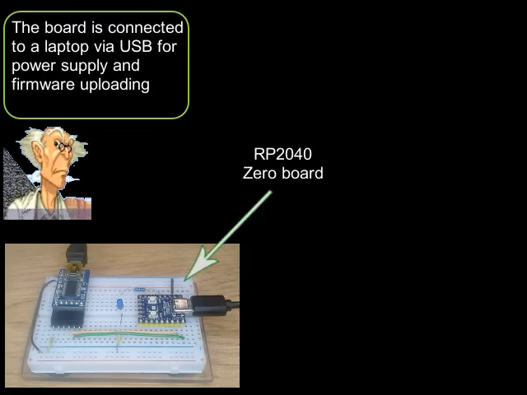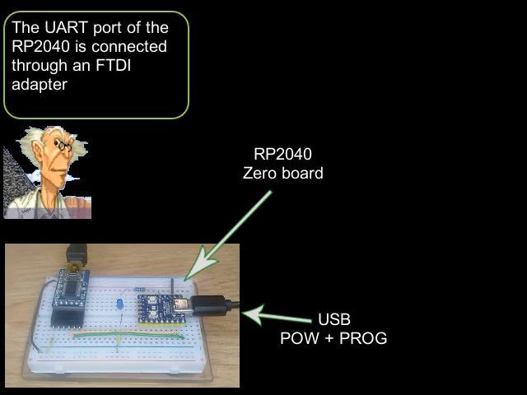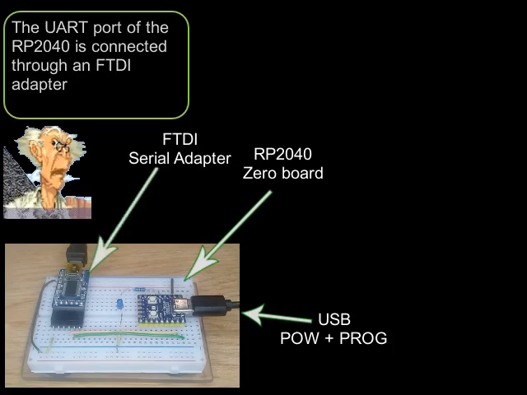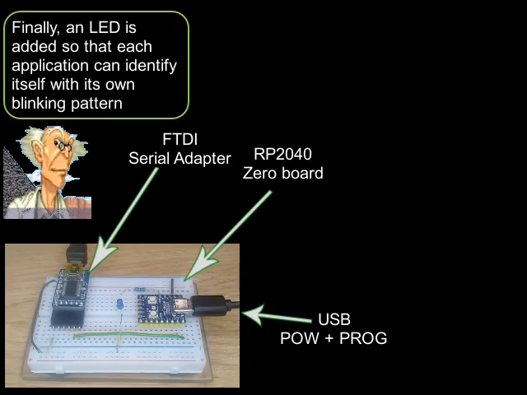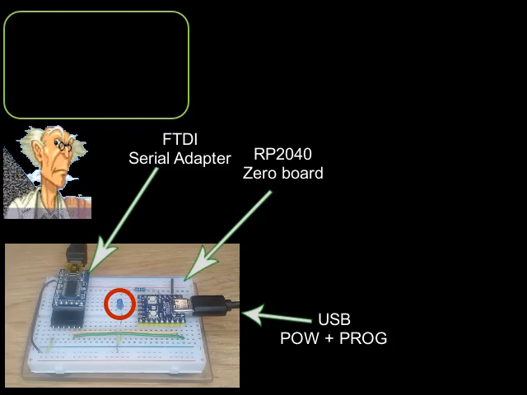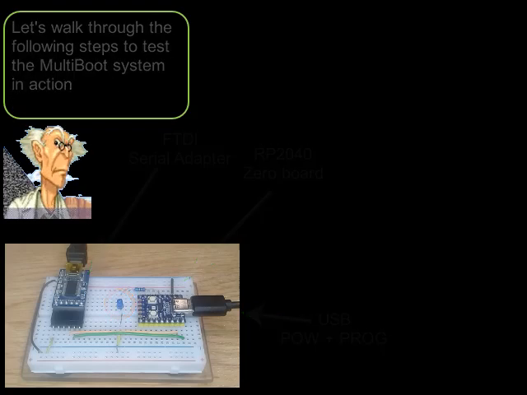The board is connected to a laptop via USB for power supply and firmware uploading. The UART port of the RP2040 is connected through an FTDI adapter, enabling applications to transmit messages to a serial terminal. Finally, an LED is added so that each application can identify itself with its own blinking pattern. Let's walk through the following steps to test the Multiboot system in action.